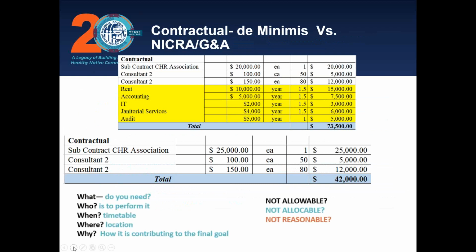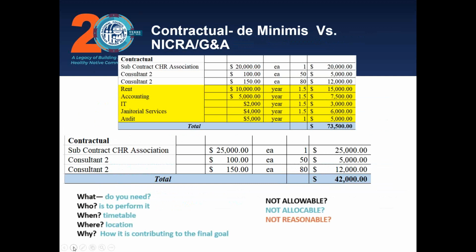So contractual, de minimis versus NICRA or G&A. As I mentioned, if you don't have a negotiated indirect cost rate agreement, then you would have to include all of your costs within the contractual part or within your direct cost. In this case, in the upper one, you will see everything that is in yellow. Those are fixed costs. That would be part of your indirect costs, but are included in the contractual part as direct because you do not have an agreement with the government on how much you're going to charge.